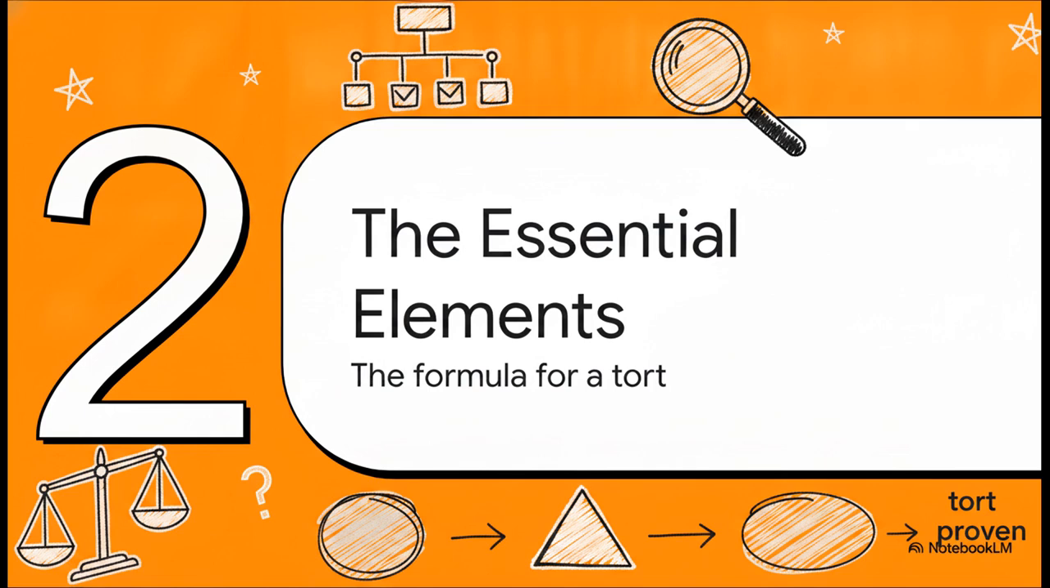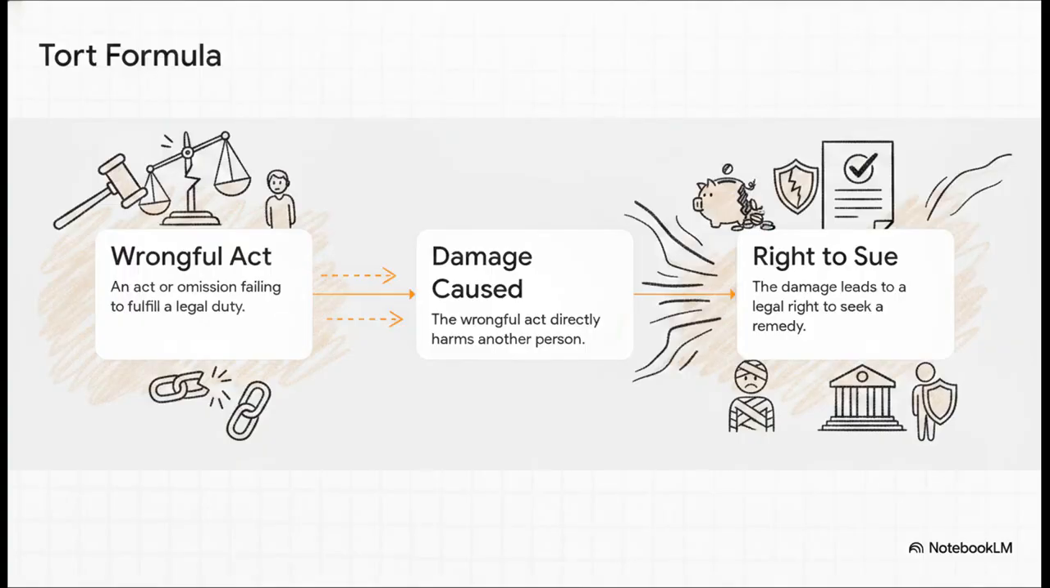Moving right along to Section 2, the essential elements. This is basically the formula for a tort. Now, anytime you're looking at a real-world situation and evaluating a potential tort, you literally have to check these three specific boxes. Step 1, there's got to be a wrongful act or an omission.